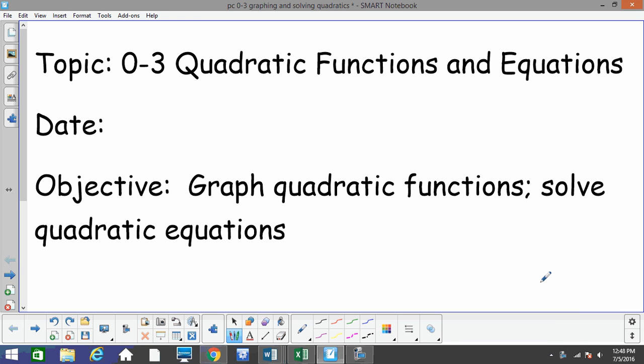All right, we are doing topic 0-3, which is quadratic functions and equations. Today's date is today. Our objective, we're going to graph quadratic functions and solve those. Little basic information first.